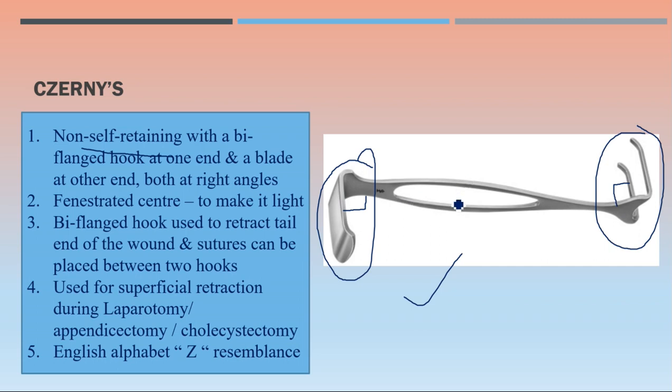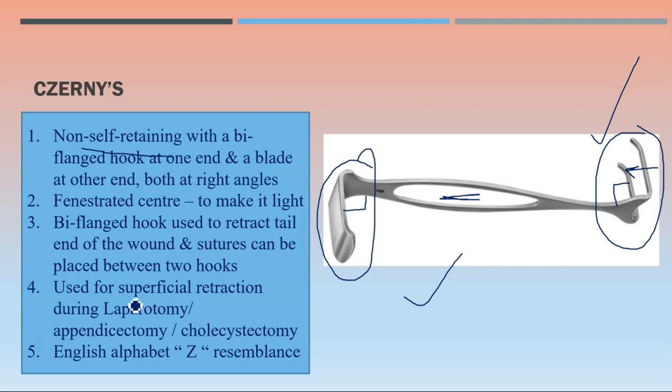Fenestrated. This is fenestrated in the center to make it light. Bi-flanked hook, what is the use of this bi-flanked hook? Very important question usually asked in your viva. Why is it bi-flanked? This bi-flanked hook is used to retract the tail end of the wound, and sutures can be passed or placed between the two hooks. You can place the sutures in the tissues while retracting at the same time.